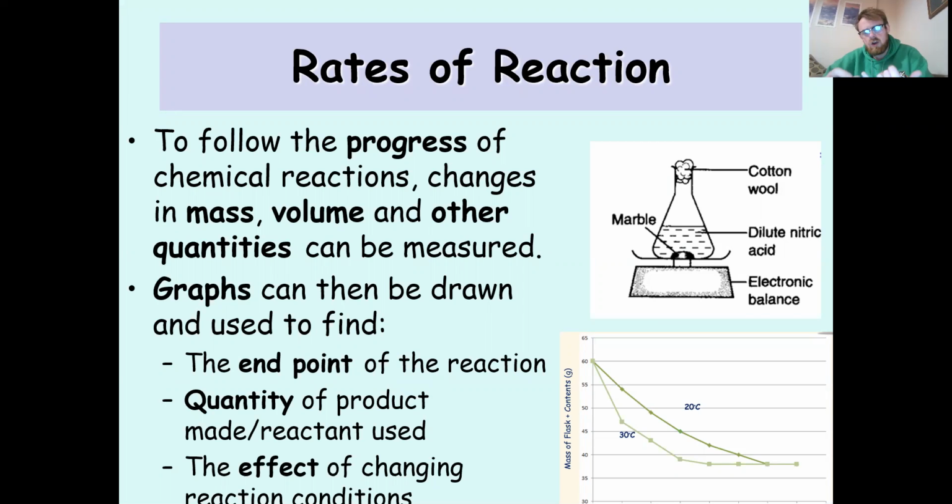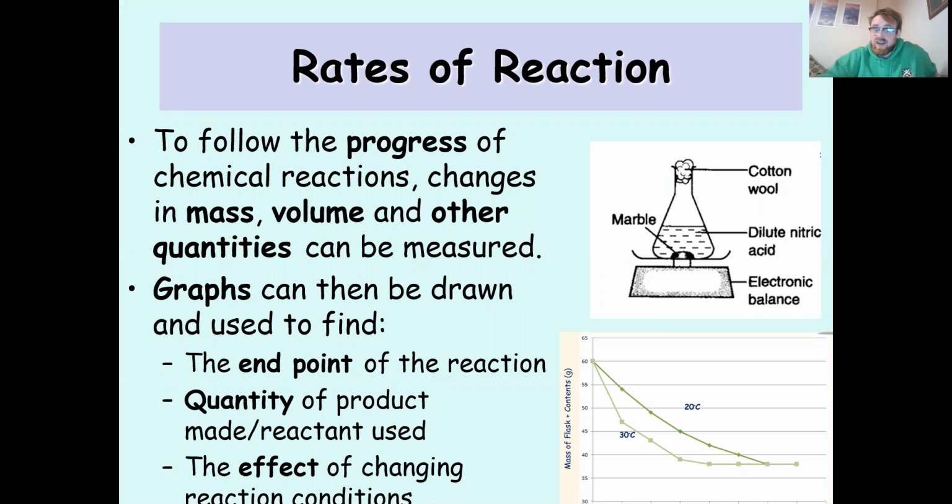You know that for mass loss, you use the electronic balance you can see in the slide. For gas, you can use a gas syringe or the displacement of water method, which is where you've got a delivery tube that goes down and up into an upside down measuring cylinder full of water. Gas bubbles up, pushes the water down. You can measure the volume of gas throughout the reaction.